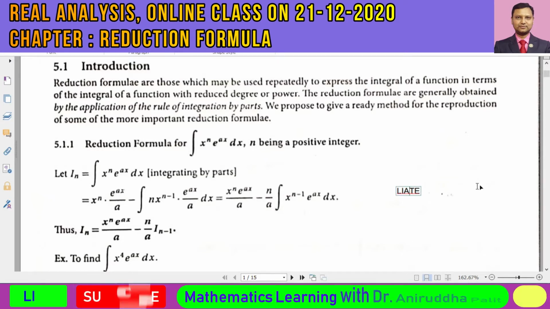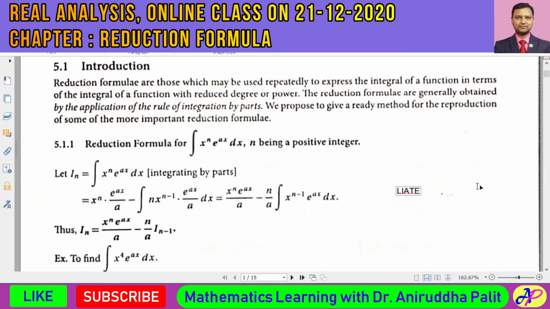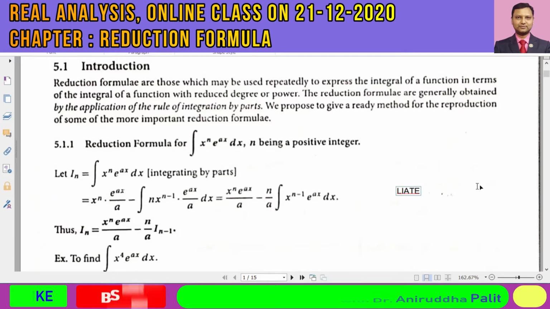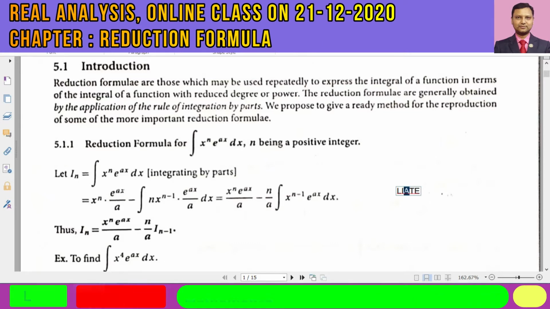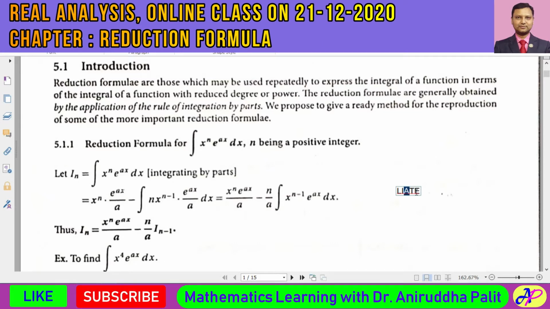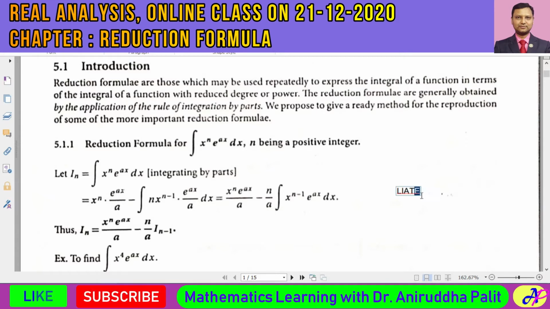LIATE. L for logarithmic function, I for inverse function, A for algebraic function, T for trigonometric function, and E for exponential function. So over here, x to the power of n is an algebraic function, so third option is there, and e to the power of ax is an exponential function.